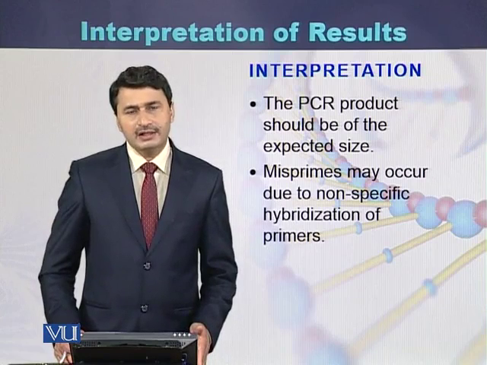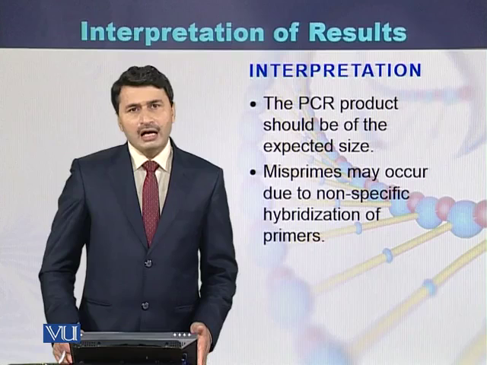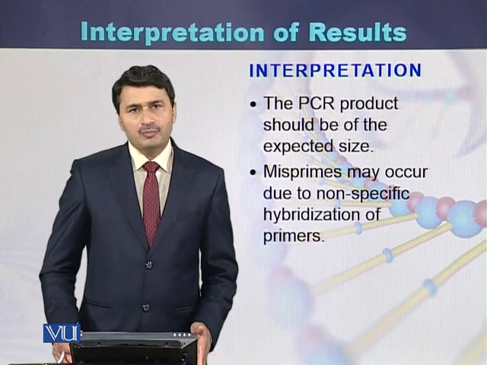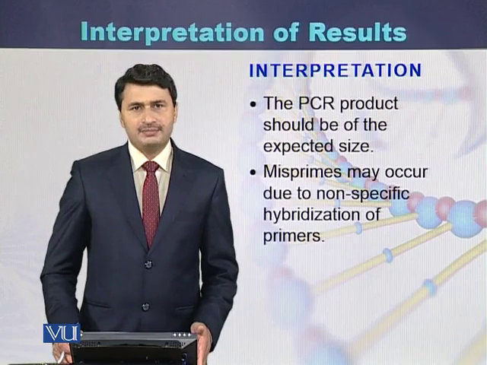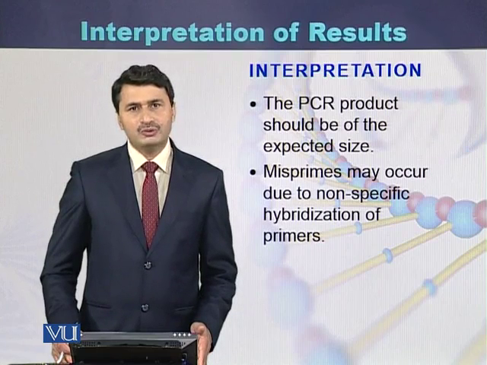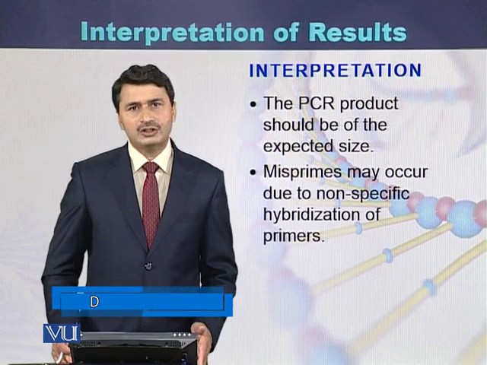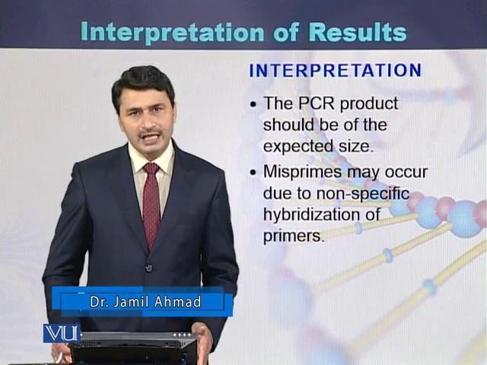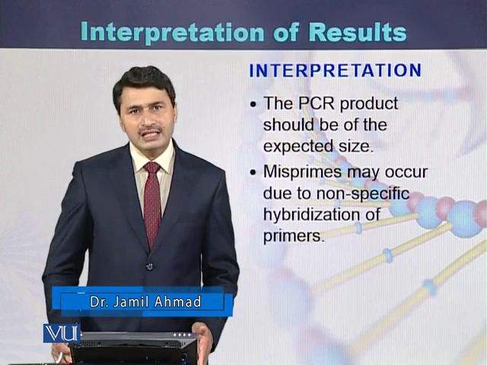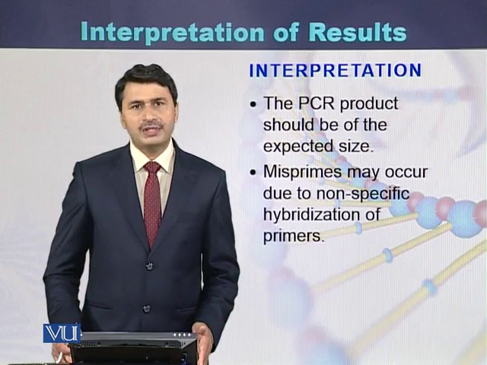Misprime may occur due to the attachment of the primers at points other than the original point of attachment, because they are oligonucleotides. If they do not attach to the original location and attach to other locations of the DNA, then as a result of this mispriming, other regions on the DNA can also be amplified.